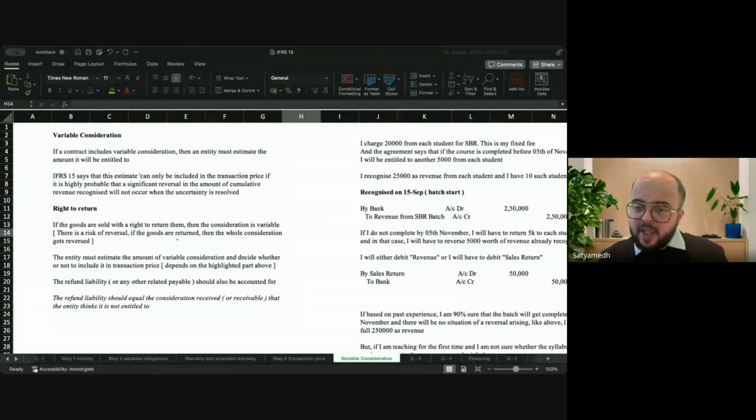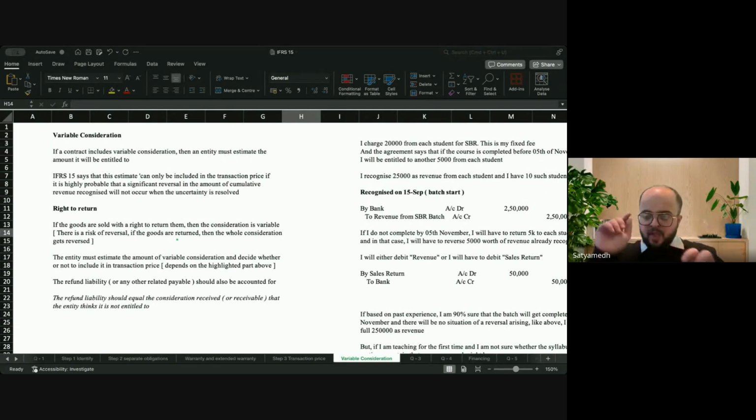When will the uncertainty be resolved? Uncertainty will be resolved at the end of the month of January. And on 1st of January, what does he think? He is not sure whether a reversal of revenue will happen or not. In fact, he is quite certain that there will be a significant reversal of revenue in the future. He's pretty sure that there will be a significant reversal of the amount because this is his first assignment.